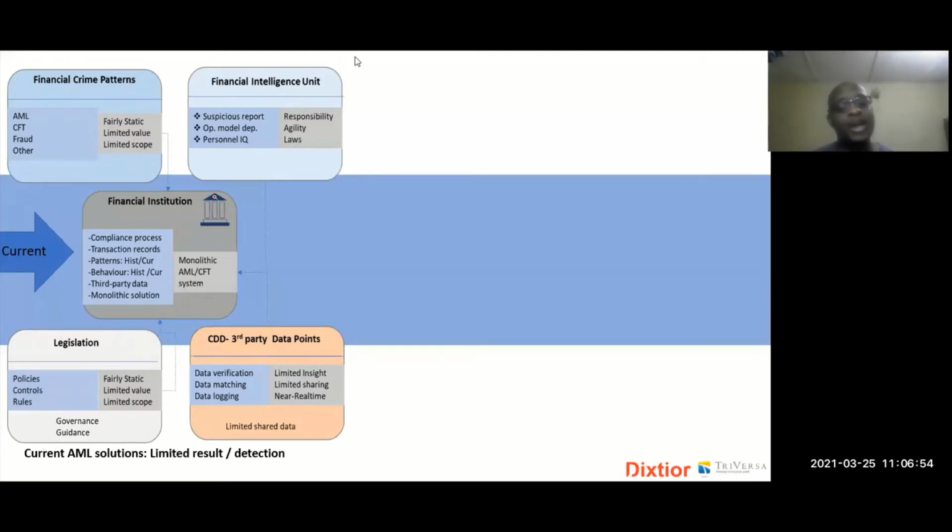Looking at where we are now, we're in 2021 and things have changed. There's a lot of evolution in the types of fraud that we're seeing. So the patterns of fraud are also improving and increasing.